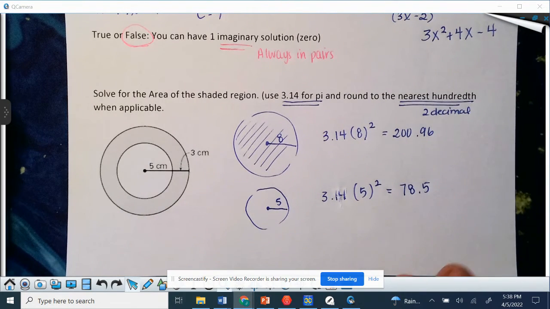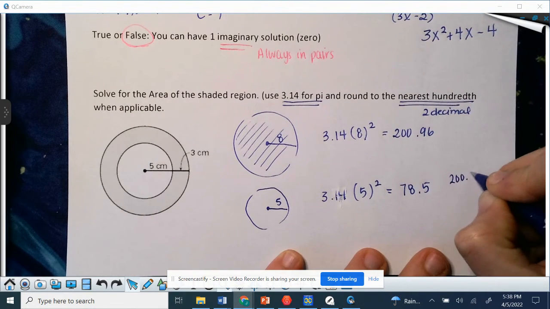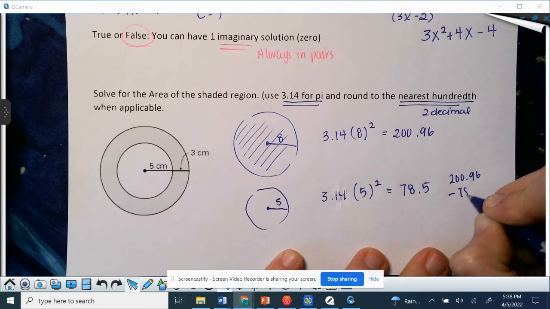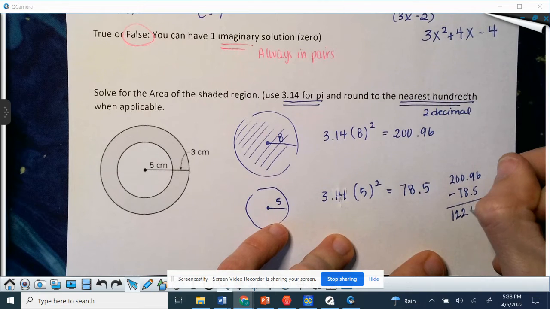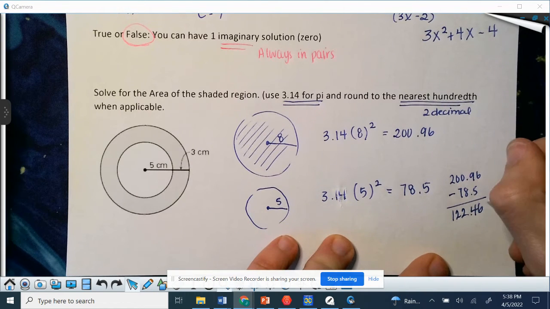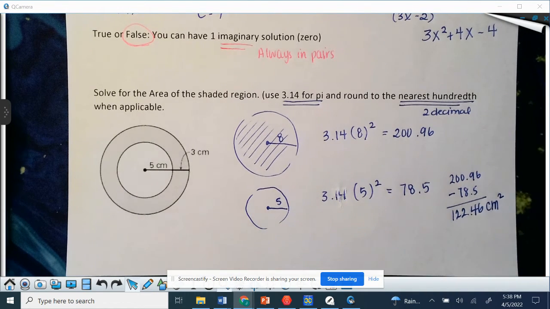So then we are going to take those two numbers and subtract them. We're leaving our decimals because that's what it told us to do, because it said we're working in hundredths when applicable. So that means if they're there, we're using them. So 200.96 minus 78.5, and our answer should be 122.46. And this would be centimeters squared because it's two-dimensional area.